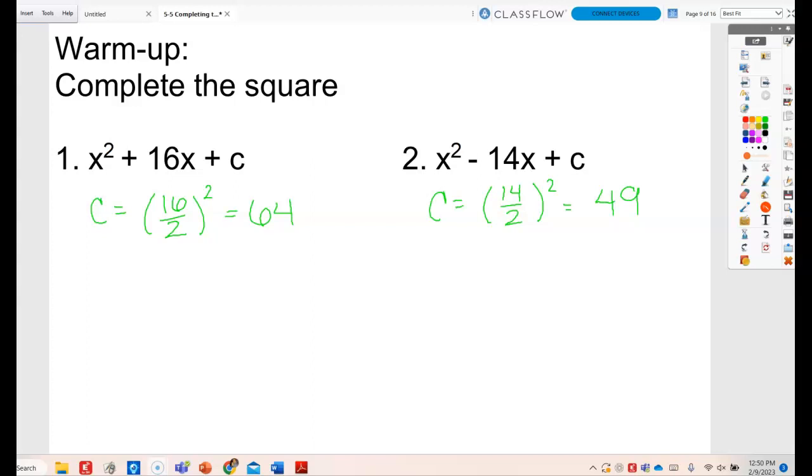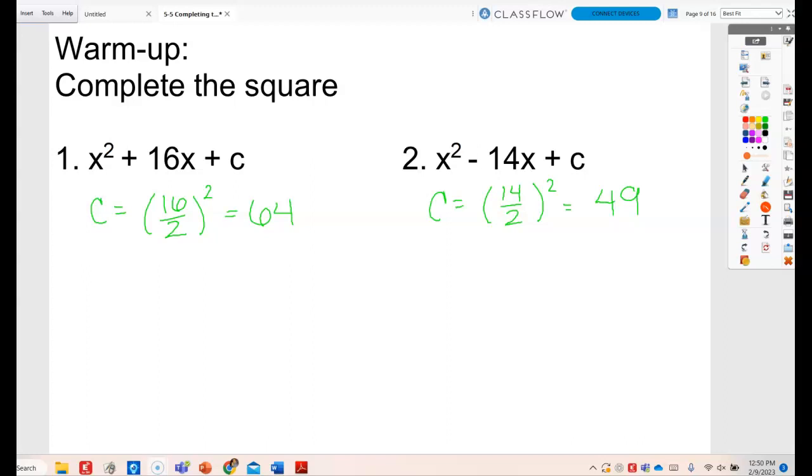To make a perfect square trinomial, you have to take that middle number, divide it by 2, and square it. So that creates that perfect square trinomial. So C is the value that you can add to your problem to create that perfect square trinomial.